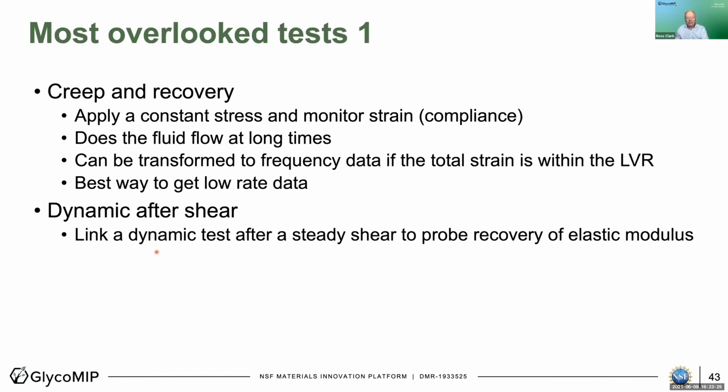There's also another test called dynamic after shear. So I apply a steady shear, and then I ask the rheometer to just bang, instantly go into a dynamic test, and I watch the recovery of G prime. Boy, can that tell you a lot about how your molecules rearrange and reform their associations.